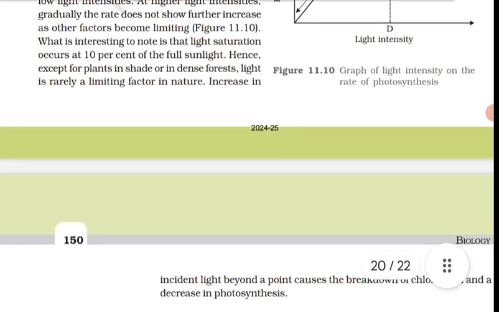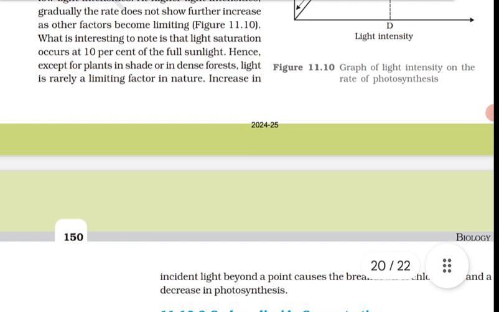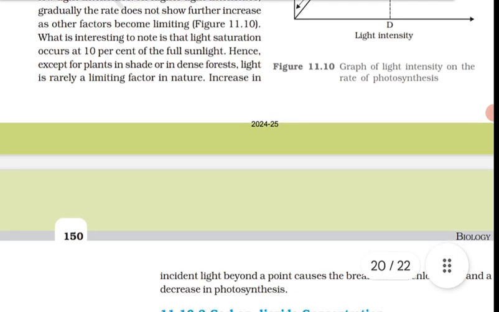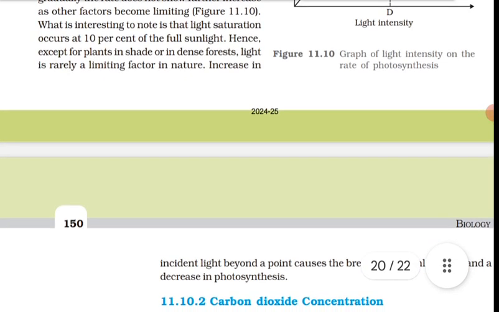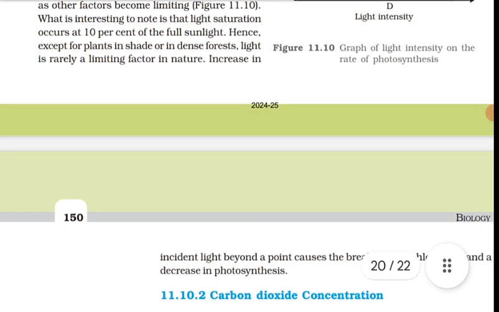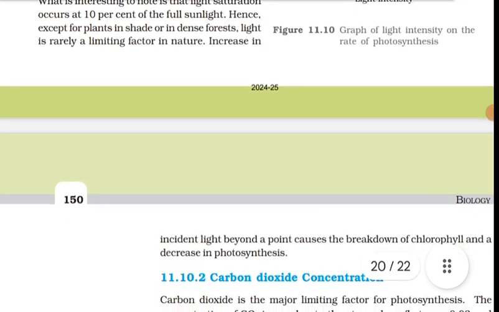Next is water. Even though water is one of the reactants in the light reaction, the effect of water as a factor is more through its effect on the plant rather than directly on photosynthesis.